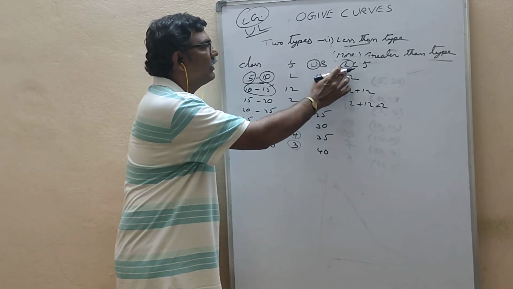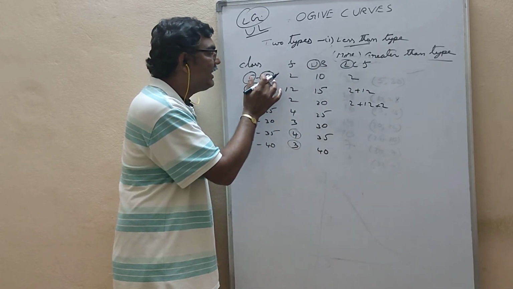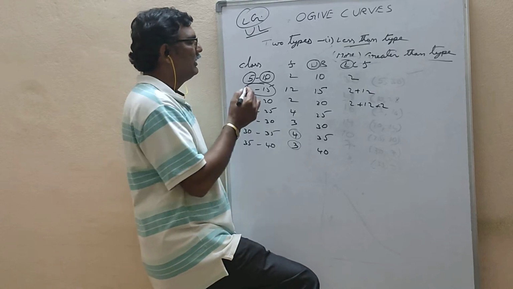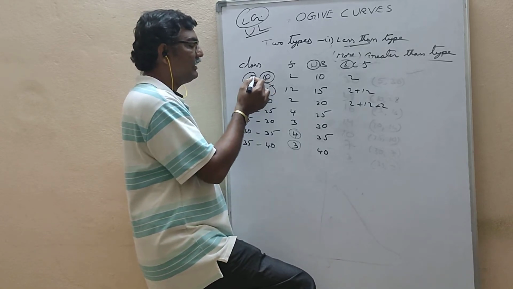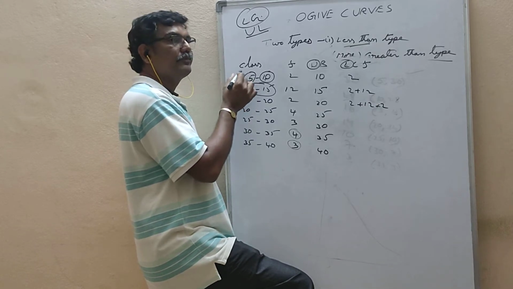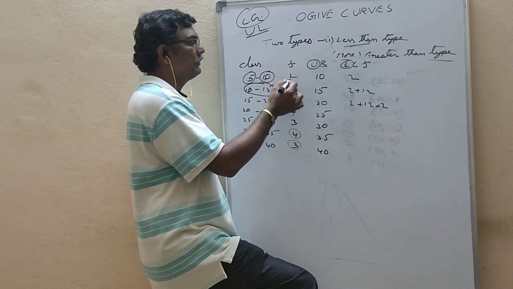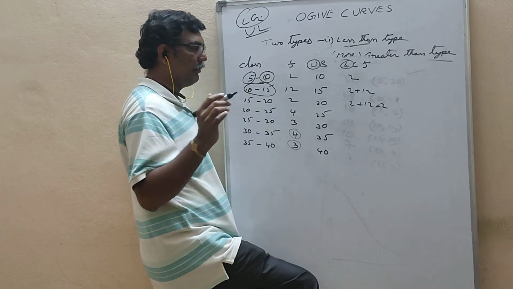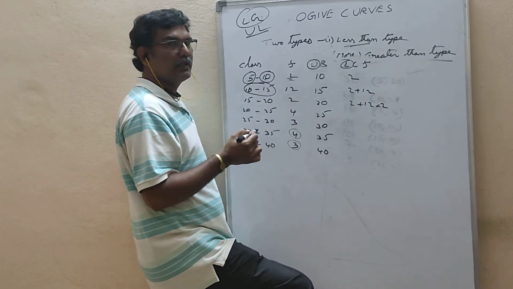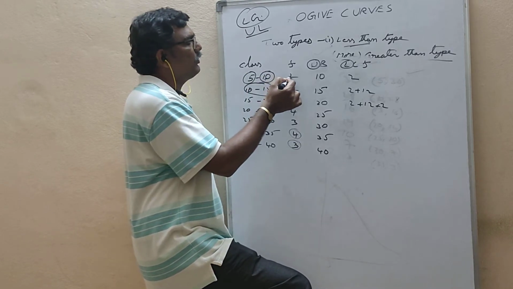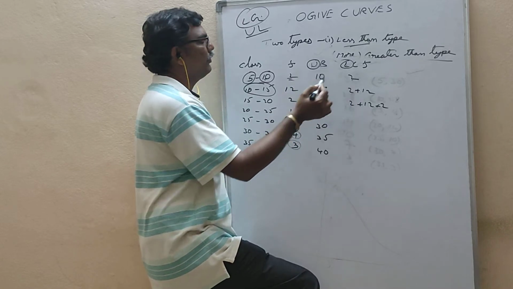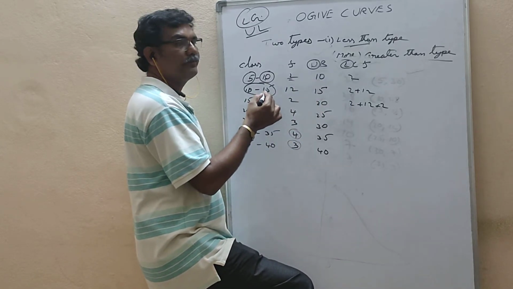So less than 10, how many numbers are there? Less than 10, how many? In this class, if I use the word less than, I can't say less than 5. Less than 5 means here it won't come. So 5 to 10 means the students who secured 5 to 10, 2 members. Less than 10, how many members secured? 2. So I want less than 15.